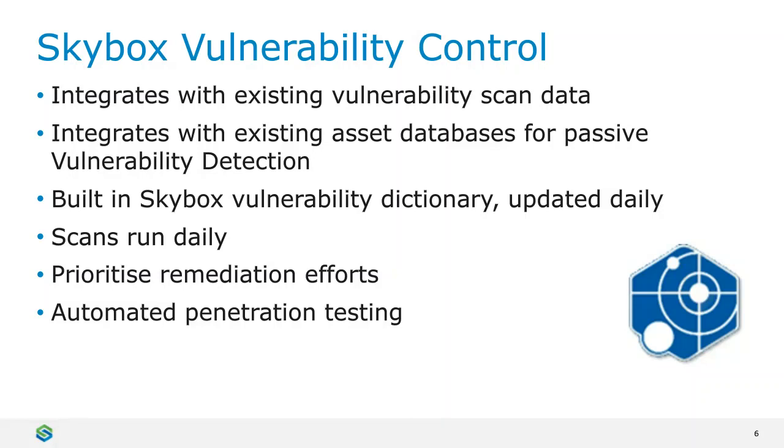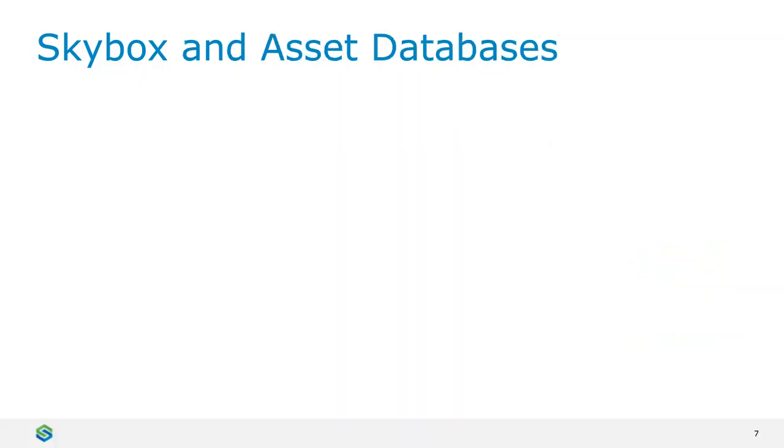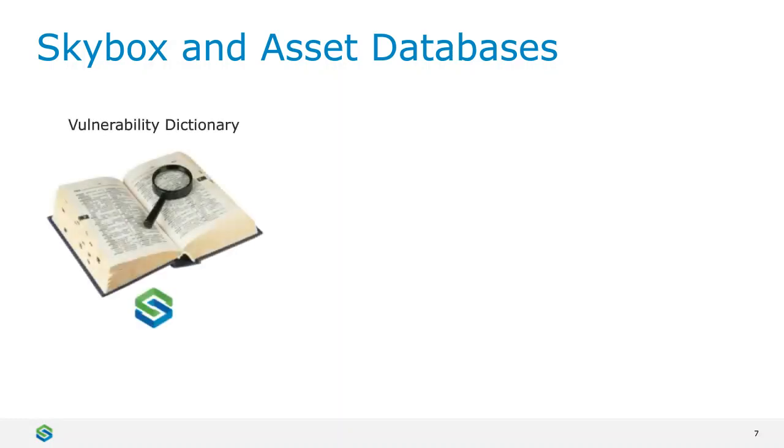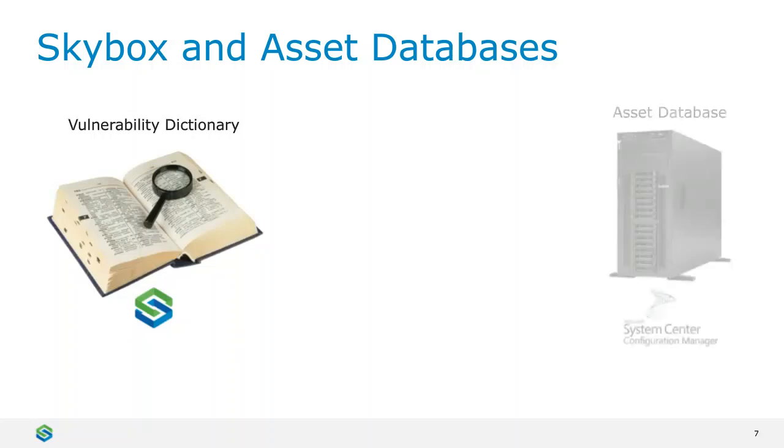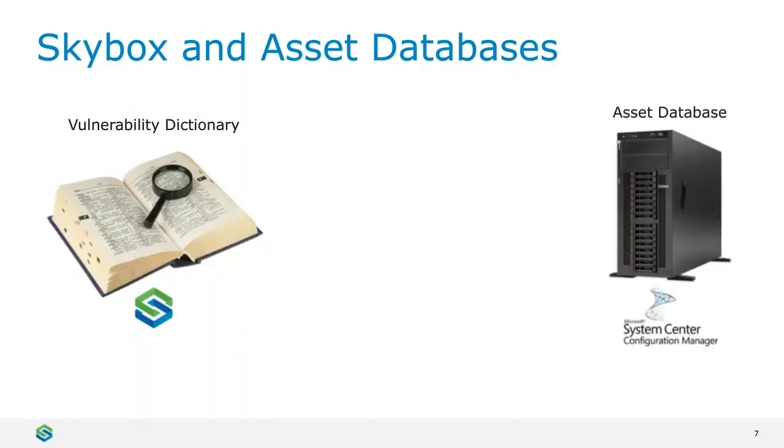So just to explain how we do our vulnerability detection. If we don't have any agents, we don't authenticate with machines, we don't scan any networks, how does Skybox understand what vulnerabilities live on a machine? So we can do this through an asset database. So if a customer buys vulnerability control, they'll have our vulnerability dictionary. And if they have some kind of asset database that already exists, so if they use, for example, Microsoft SCCM, or if they use Red Hat Satellite, or a number of other asset management tools, and this is an output from SCCM.